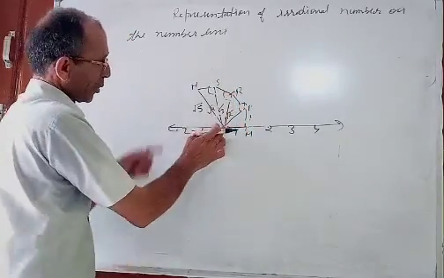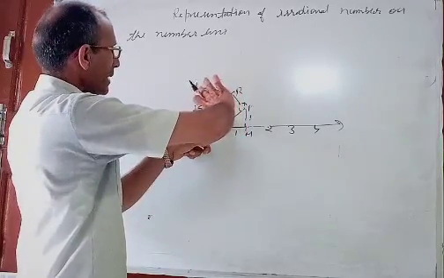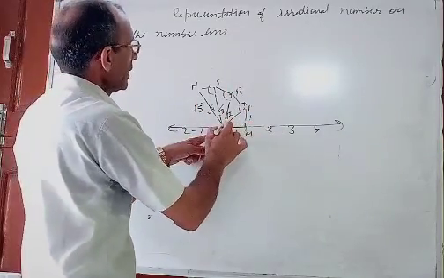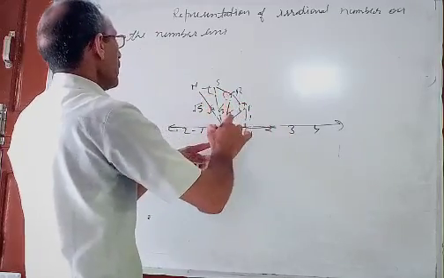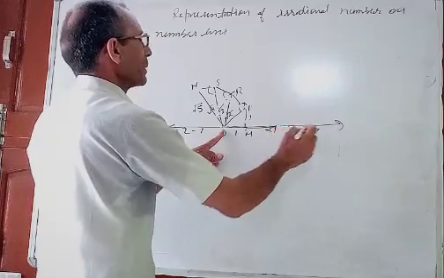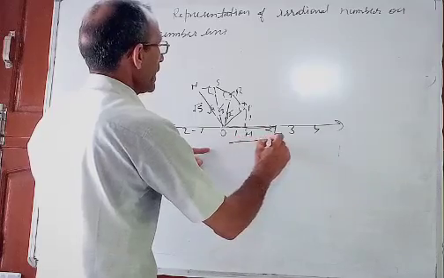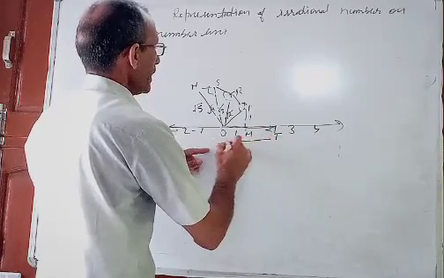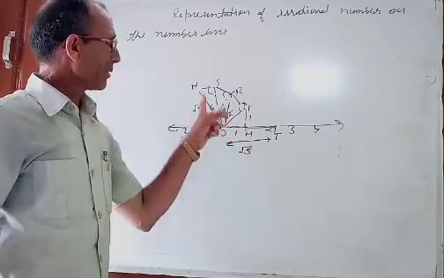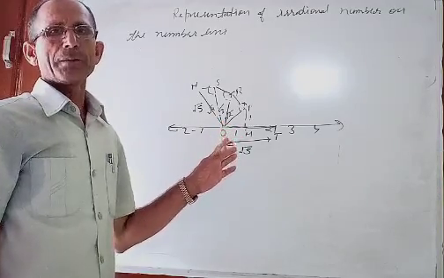This length is equal to root 5, but we have to represent root 5 on the number line. So cut this distance equal to ON from here on the number line, and you can name it OT. OT is representing root 5 on the number line. So by using the spiral method also you can represent any irrational number on the number line.